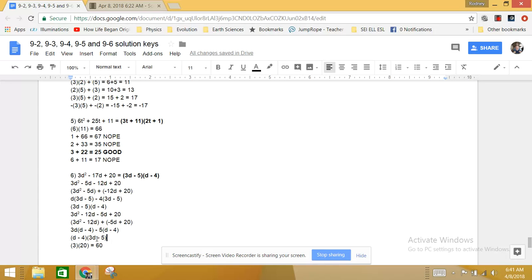My lead is 3d times d, so that's 3d squared, so that's good. My last is negative 4 times negative 5. Again, that's still positive 20. My outside is d times negative 5, so negative 5d. My inside is negative 4 times 3d, so that's negative 12d. Negative 5d and negative 12d gets me the negative 17d that I wanted. So this works as well. And this is just the commutative property. You can reverse the multiplication.